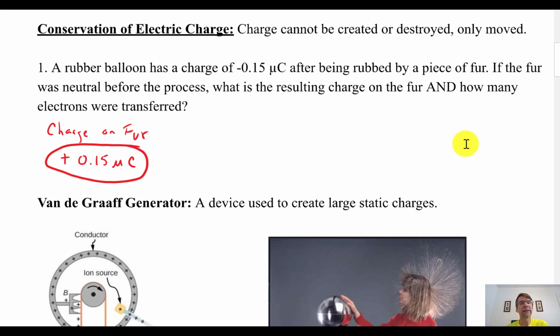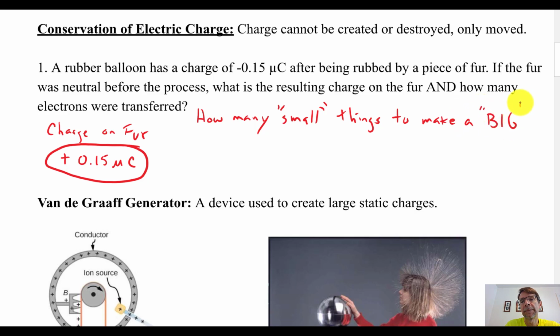Here's basically a formula for you. How many small things, in this case the electrons, does it take to make a big thing? I'm just saying a generic statement here. Well, the way you do that is you just take the big divided by the small. So this is the general formula. This can be applied to a lot of things we do in this class. We'll do it in a little bit in some more sophisticated ways in a homework problem. But you just basically take the big, and you divide by the small.